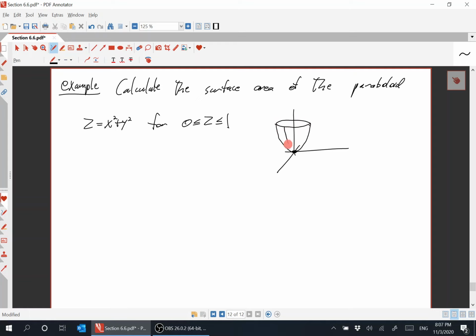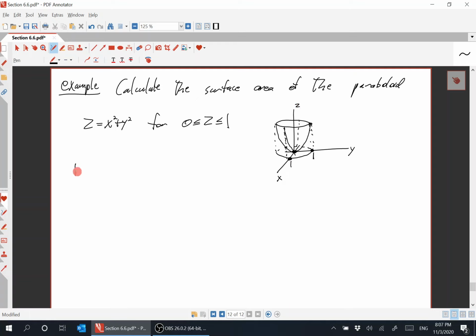And what is the image of that guy in the xy plane when you project it straight down? Well, when z is equal to 1 and x is equal to 0, y is equal to 1. So that's y equal to 1 there. And then when y is equal to 0 and z is equal to 1, that's these points right there, x is equal to 1.